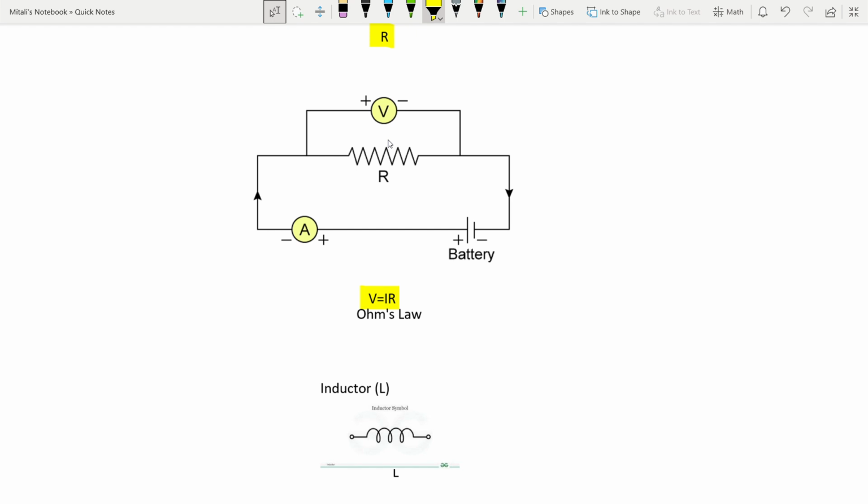For example, if we have a 5 ohm resistance in a circuit and a current of 2 ampere flows through it, then the voltage across the resistor would be 5 ohm times 2 ampere, which equals 10 volt.